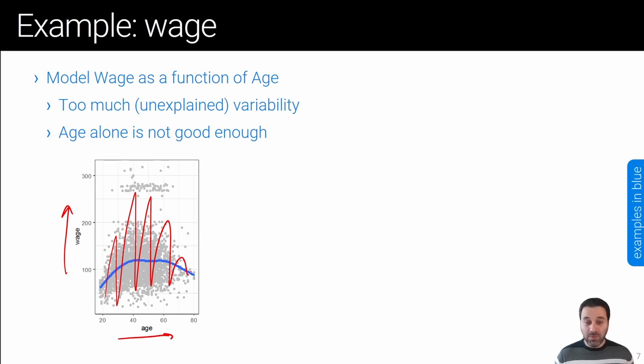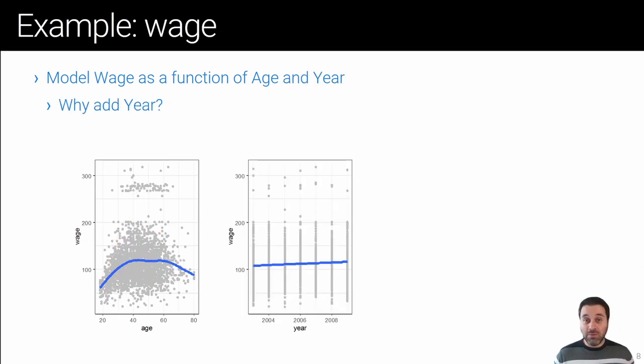What else can we try? Well, we could try different models, but regardless of what we try, there's just too much variation. So we should try and look for additional variables. One of those variables could be the year that the data refers to. So if we plot again here the data by year, we see that there seems to be a slight increase. There's a positive correlation between wage and year.